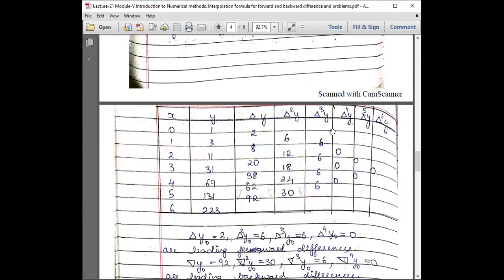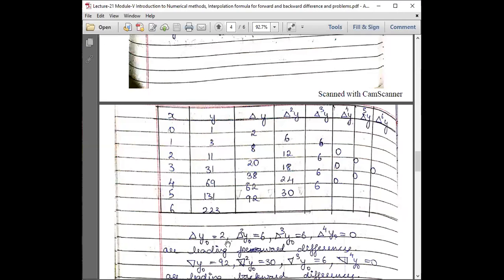Our aim is to represent up to the finite difference where the highest power of forward difference would be 0. The third order forward difference is 6 only. The fourth, fifth, and sixth orders are all zero terms, so we just leave them. After that, our aim is to find the leading forward differences and the leading backward differences. The leading forward differences are the upper terms: 2, 6, 6, 0, 0.